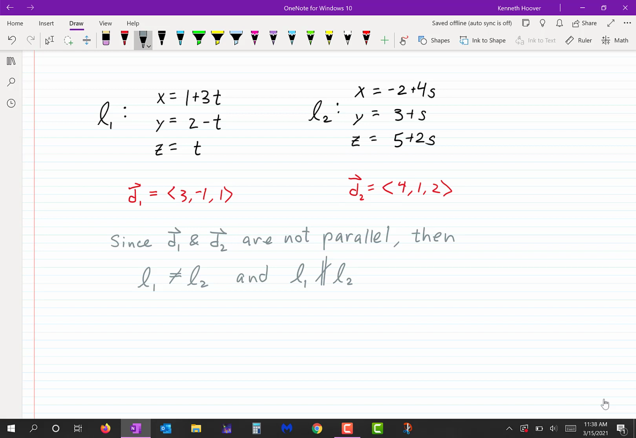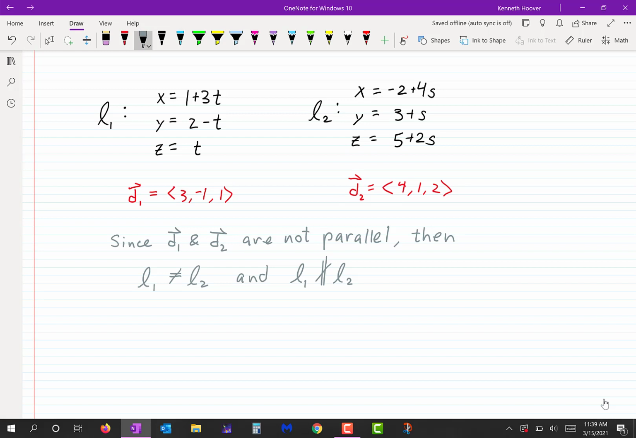Now, just because D1 doesn't equal D2, that doesn't mean that it's not parallel lines, and doesn't mean it's not the same line. Okay, because remember, you can have different direction vectors for the same line. The question here is not, does D1 equal D2? The question is, are D1 and D2 in the same direction? Are they parallel to each other? Since they're not parallel, these two lines are going in completely different directions. So they're not the same line and they're not parallel.